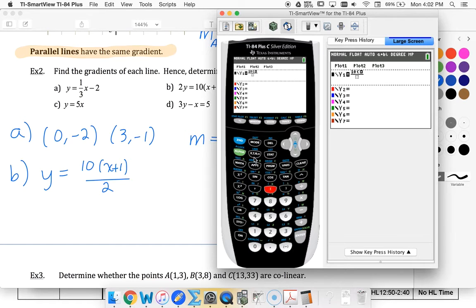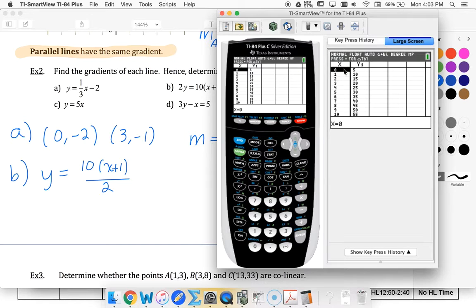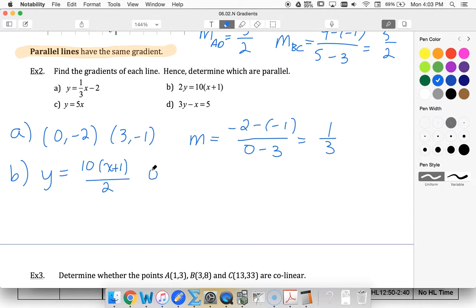10 times x plus 1, and then divide by 2, and I'm going to look at my table. This time I see the points (0, 5) and (1, 10). So for my slope, this time I'm going to start with this and do my subtraction so I won't end up with negative numbers. So I'm going to do y minus y, 10 minus 5, over 1 minus 0. And of course 10 minus 5 is 5, divided by 1. So I get a slope of 5 over 1, or I could just call that 5.